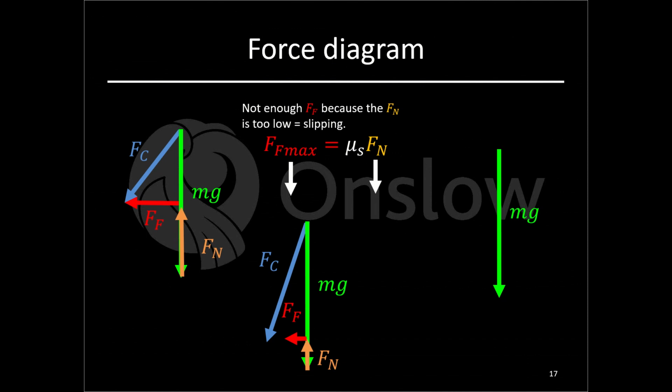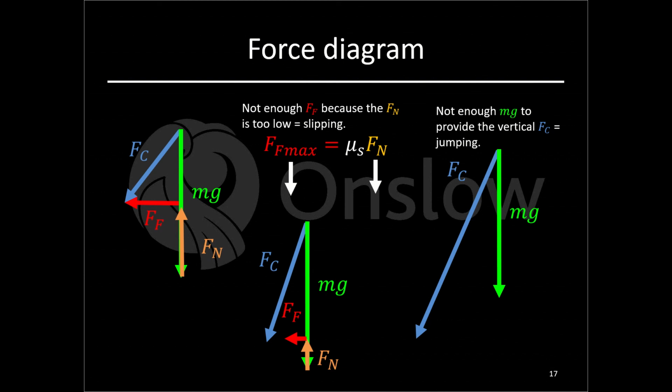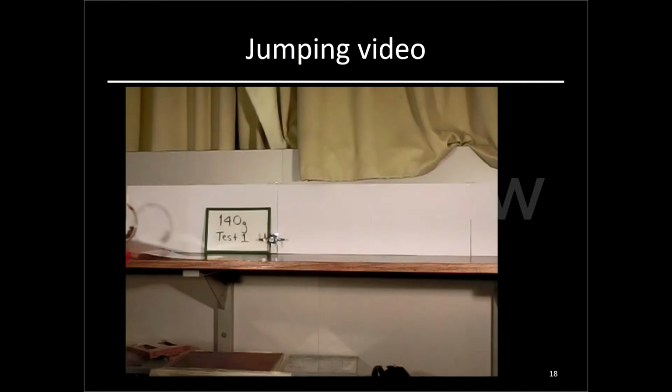When there is no normal force, then there is not enough of the weight force to provide the vertical centripetal force, and this means the hoop will then jump. This is a video of when the hoop jumps.